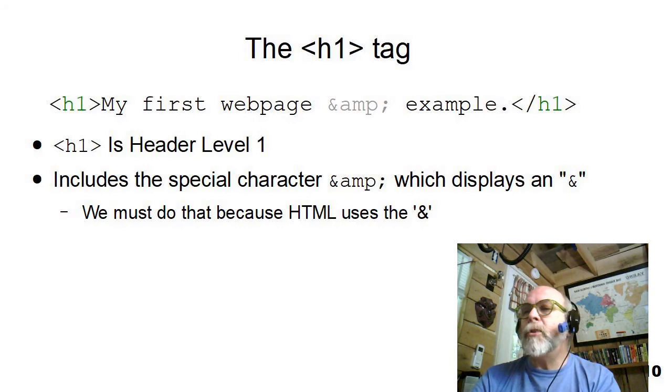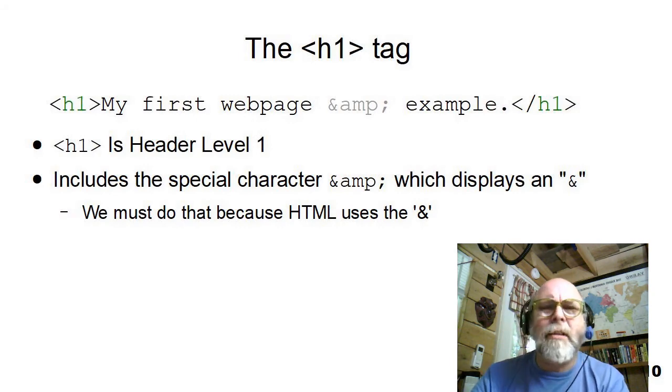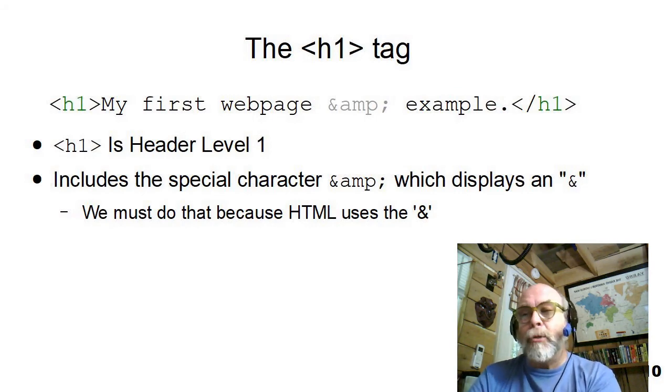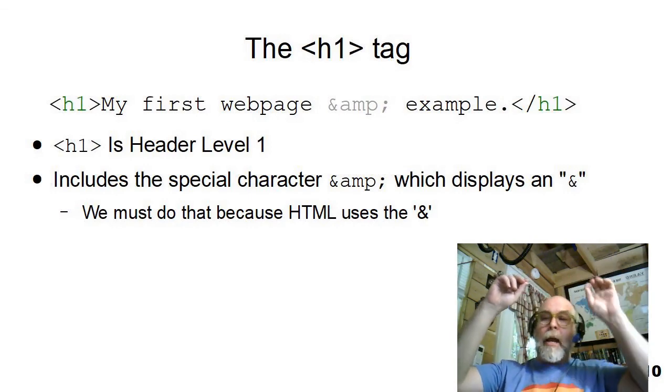Also notice that my first web page and amp semicolon, what is that crazy thing? Well, the ampersand has specific meanings in HTML, just like a less than does and a greater than does. If you want to show them, you have to escape them and show them using this crazy format. Some of those characters are shown in the book, but you can see here the ampersand AMP semicolon says display the ampersand character. And so that's going to display a header that says my first web page and example.